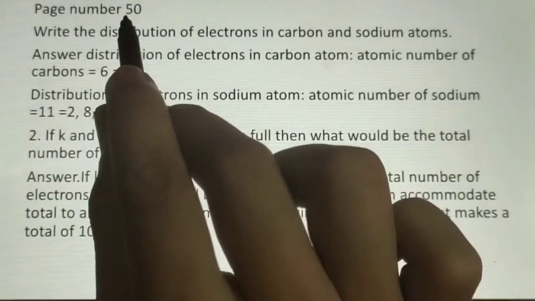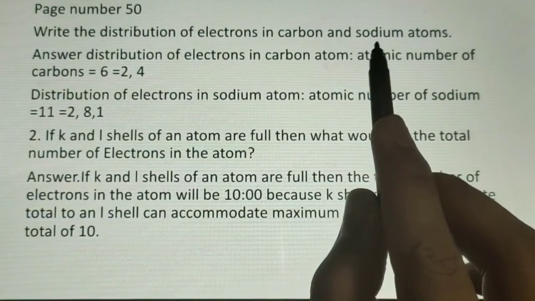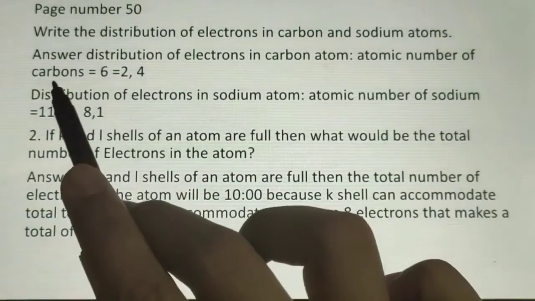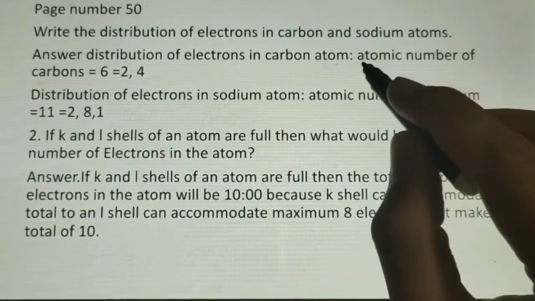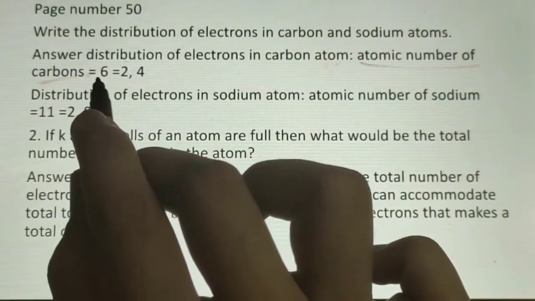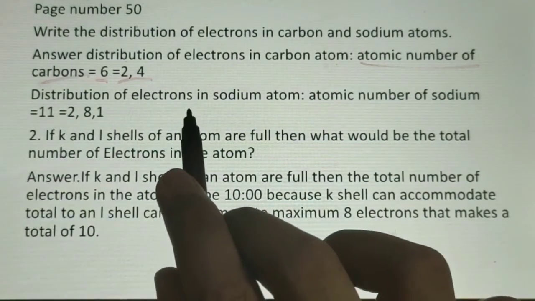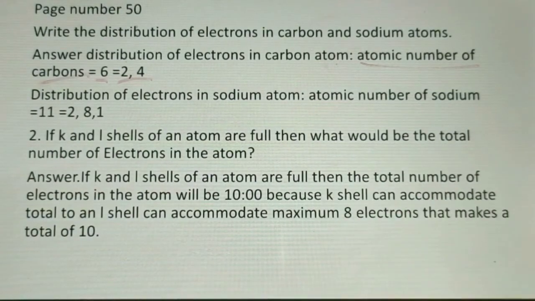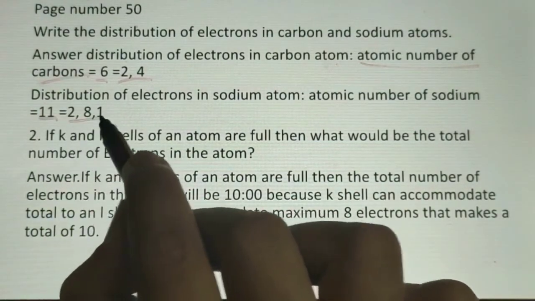Now the questions from page number 50. Write the distribution of electrons in carbon and sodium atoms. So the answer would be, the distribution of electrons in carbon atom, that is atomic number of the carbon is 6, making it 2, 4. Now the distribution of electrons in sodium atom, that is atomic number of sodium is 11, making it 2, 8, 1.